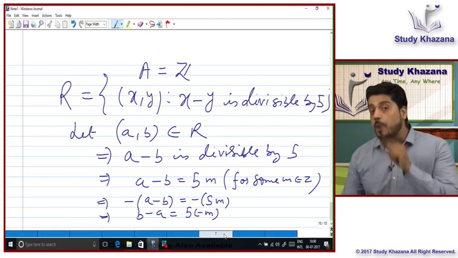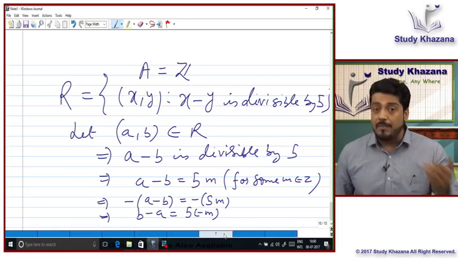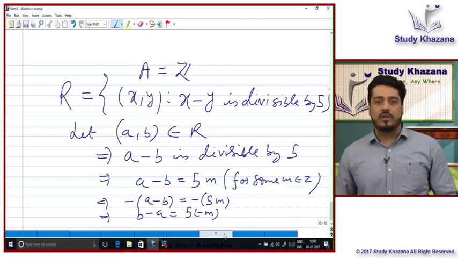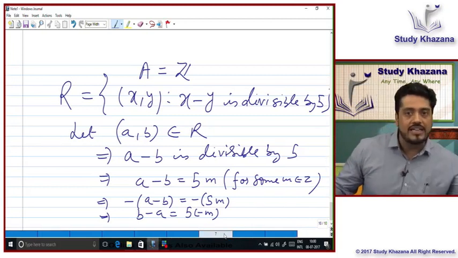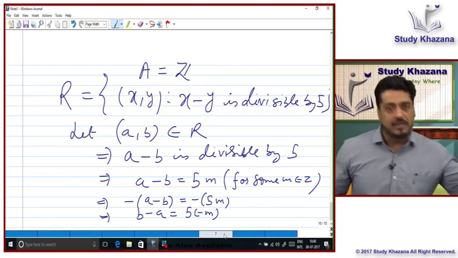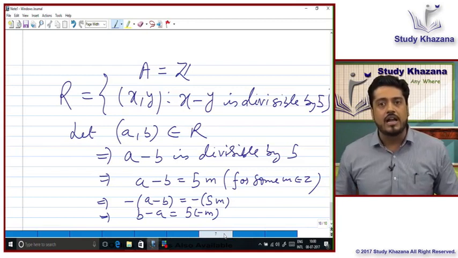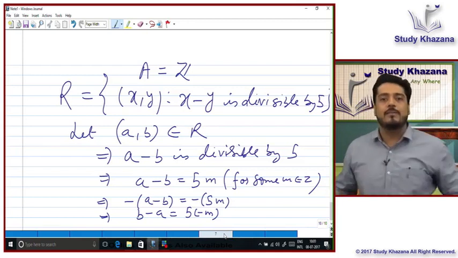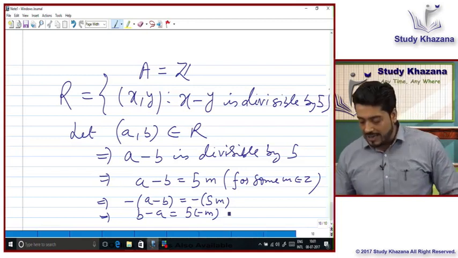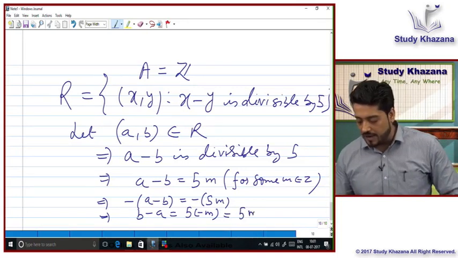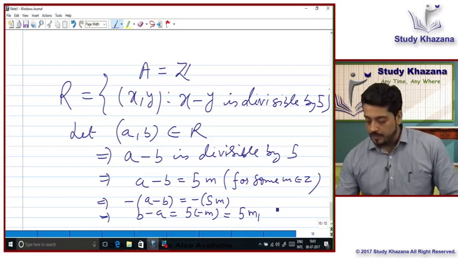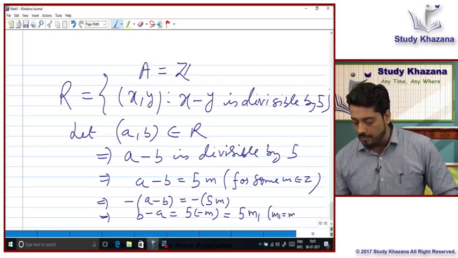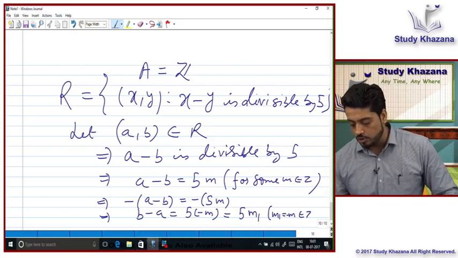Now we observe that if m is an integer, then minus m is also an integer. Agreed or not? If 2 is an integer then minus 2 is also an integer, if 3 is an integer then minus 3 is also an integer. So similarly, if m is any integer, then negative of that, minus m, is also an integer. So I can declare this minus m as 5m1, where m1 is equal to m with negative sign belongs to Z again.